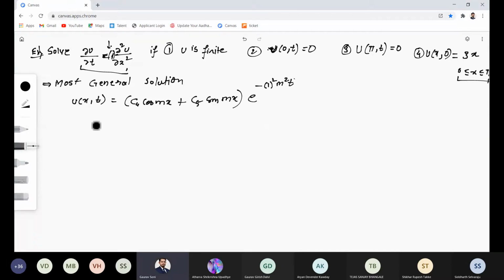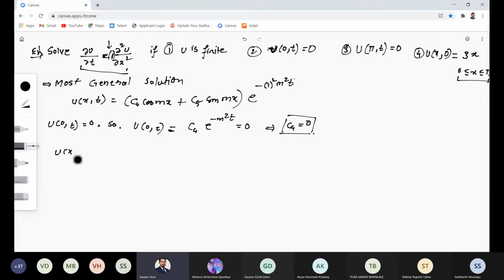Now, use the first condition, u of 0 comma t is 0. So, what is u of 0 comma t? That is going to be put x equal to 0. So, you will have c4 e to the power minus m square t equal to 0. So, e to the power minus m square t cannot be 0. So, c4 equal to 0. So, u of x,t reduces to c5 sin mx e to the power minus m square t.